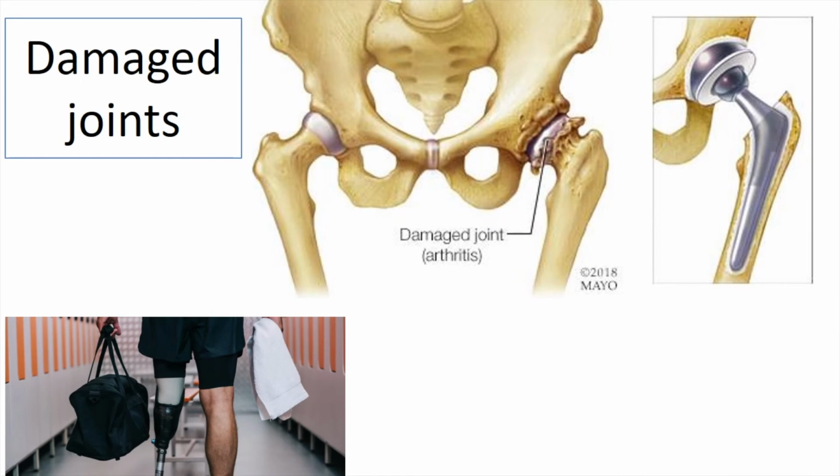And then you have hip replacements, which tends to happen in older people more than younger people. And here you can see that the ball and socket joint has been replaced, so that the person can move around more freely without being in a lot of pain.